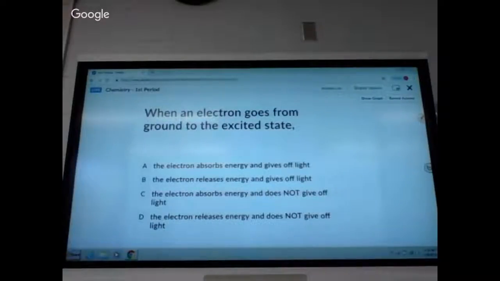All right, when an electron goes from the ground to the excited state. Okay, wait, goes from the ground to the excited state.